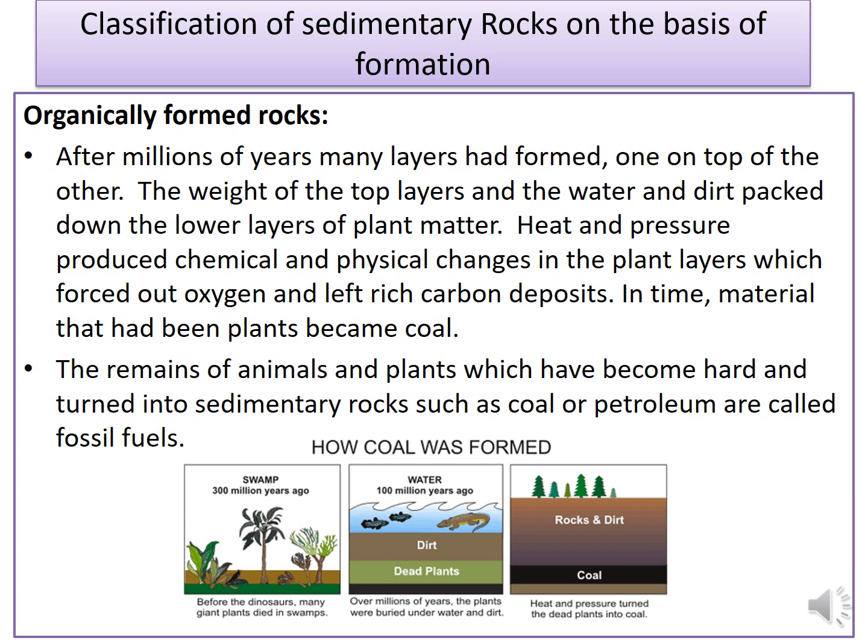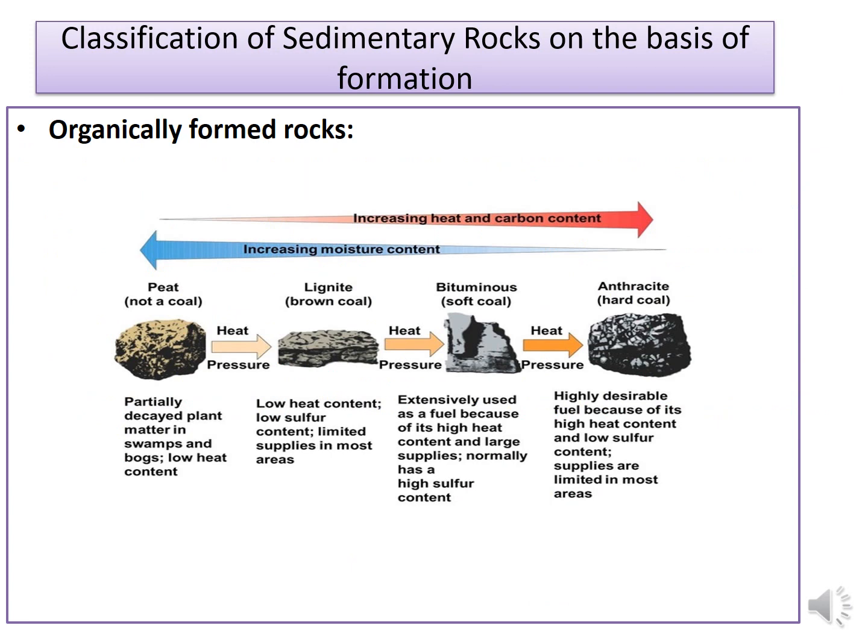The remains of animals and plants which have become hard and turned into sedimentary rocks such as coal or petroleum are called fossil fuels. The formation of coal takes place in stages. The first stage is peat. Peat is just partially decayed plant matter in swamps and bogs. It has over 60% of organic matter and lots of moisture, which limits its heat content.